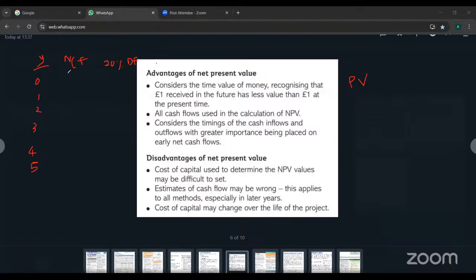And under net cash flow, in year 0, you have to write the cost of the project. Always remember that. So the cost of the project under year 0, let's say for this example, is 600,000. Then in year 1, net cash flow is 10,000. In year 2, it's 197,500.